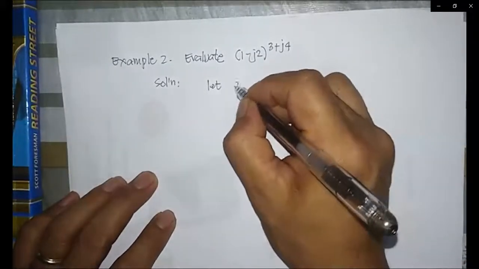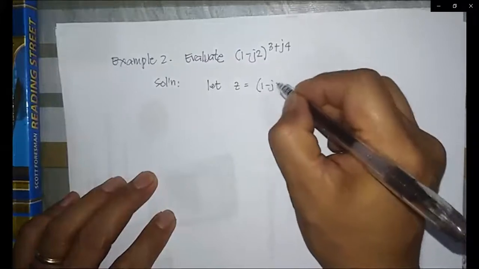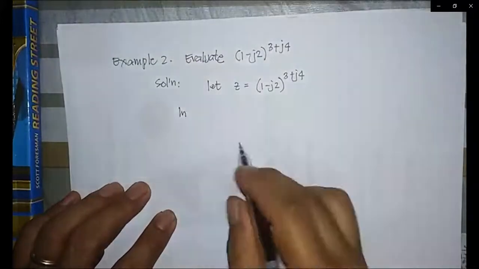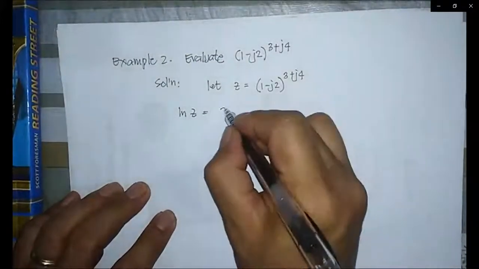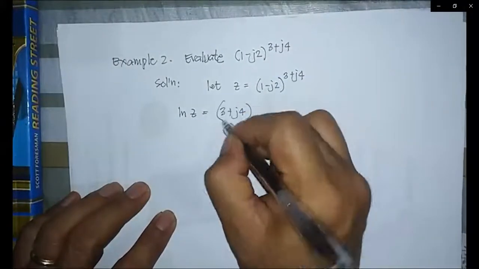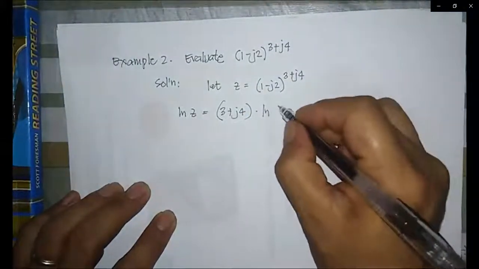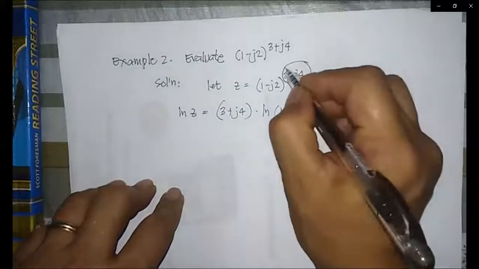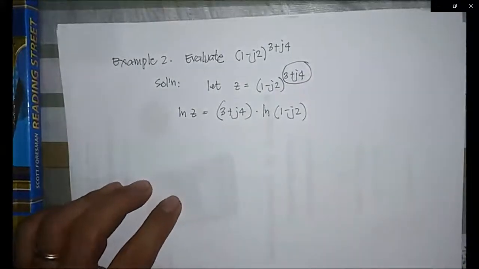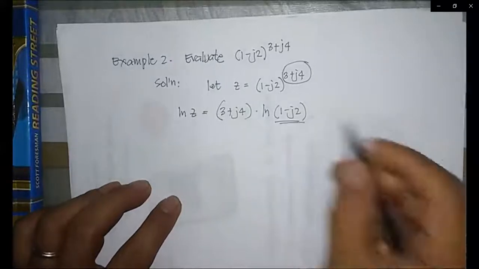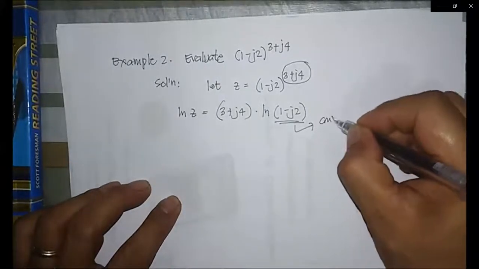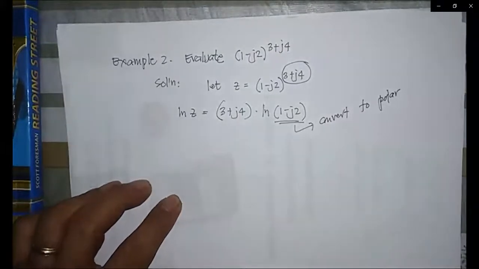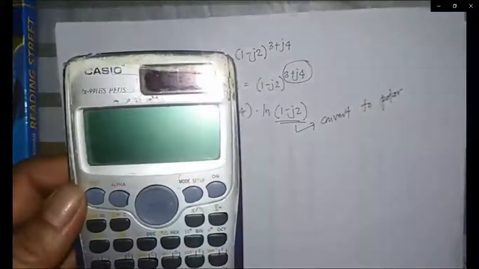We will let z equal this complex number, 3 plus j4. If we take the logarithm of both sides, that will become 3 plus j4, I just write it right away, multiplied by ln of 1 minus j2. Take note, the exponent becomes the product of the ln. Your goal there is to convert this 1 minus j2 to its equivalent exponential form, not polar, but exponential form.